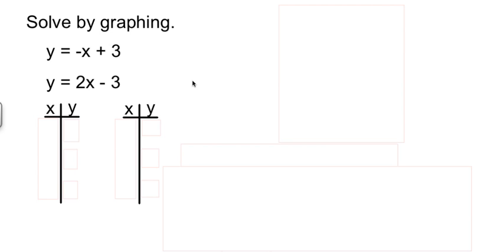They're going to give us a couple of equations and they want us to graph them. Well, in order to graph them, we need to pick some values for x. And I'm going to pick -1, 0, and 1. If I plug in -1 to the first equation, opposite of -1 is 1 plus 3 is 4. If I plug in 0, I get 3, and 1, I get 2.